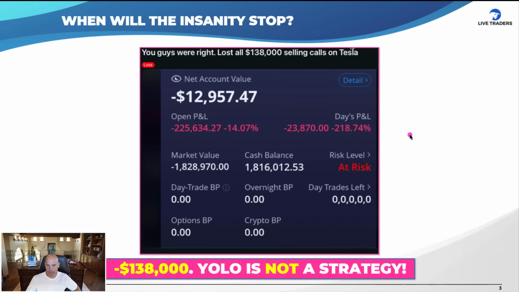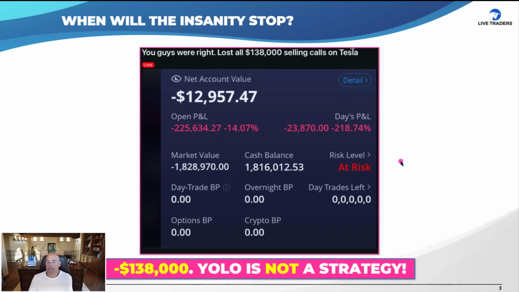Yeah, that's ugly, guys. Risk level. I've never seen this before. Risk level, at risk. Just read that. Risk level, at risk. Market value, $1.828 million. Cash balance, $1.816 million. That's not good. Yeah, I mean, that's true. You only lose once. That's a good way to put it, Ali. So, yeah, that's true. It just depends on how much you lose when you lose.